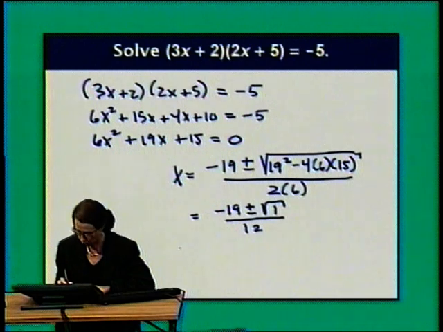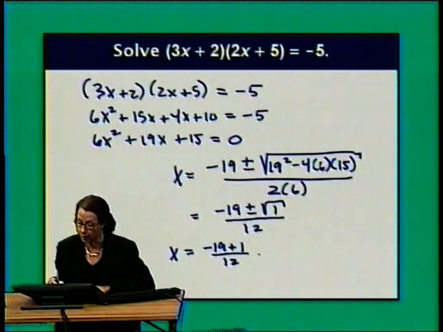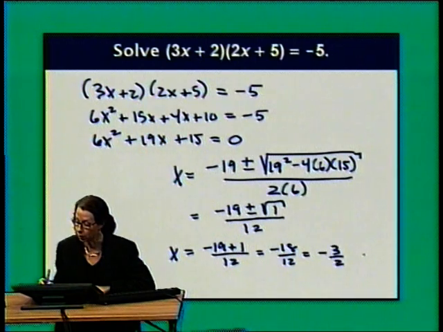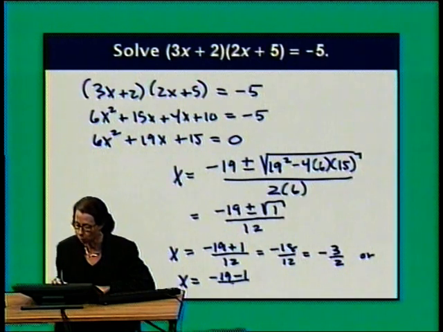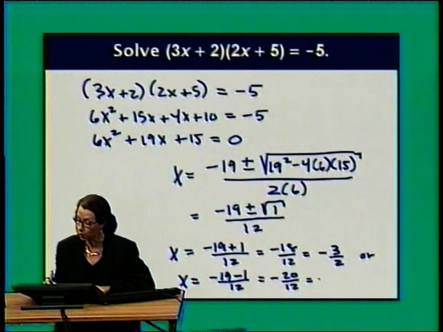So I have two solutions. x equals -19 plus 1 over 12. That is -18 over 12, which is -3/2. There's one solution. Or x equals -19 minus 1 over 12, which is -20 over 12, which is -5/3.